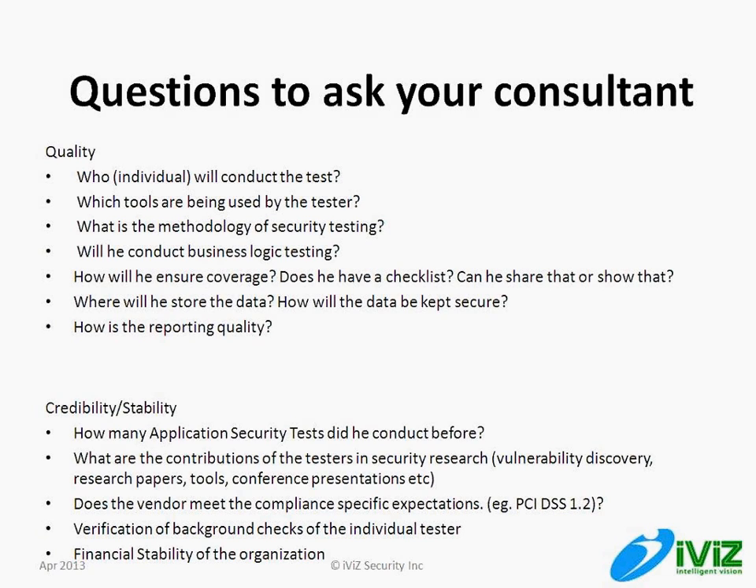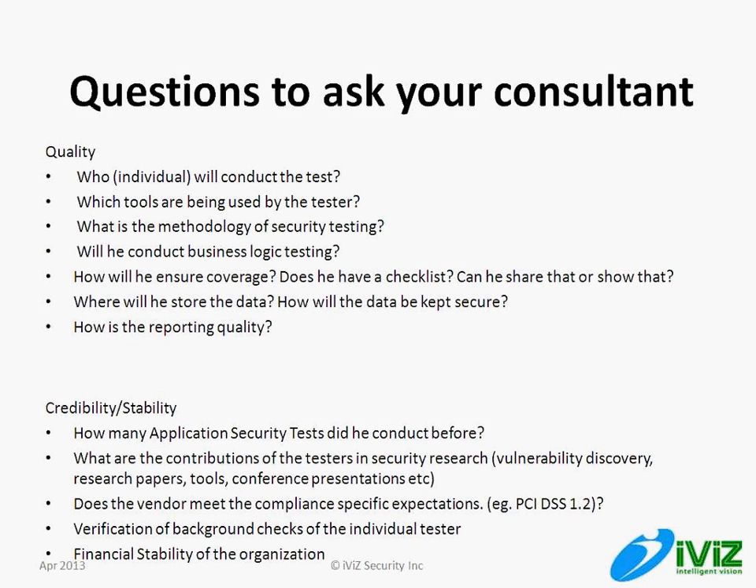Which are the tools they're going to use during the testing? There are lots of consulting houses that believe that they don't need automated tools. It's not so. Automated tools are great in terms of coverage, but they miss out a lot of stuff. So you need a good balance between the tools and the people. And you need to know which tools they are using. Is it one of the top 3 tools in the industry? How good is the coverage of that tool? If they use multiple tools, it's better.